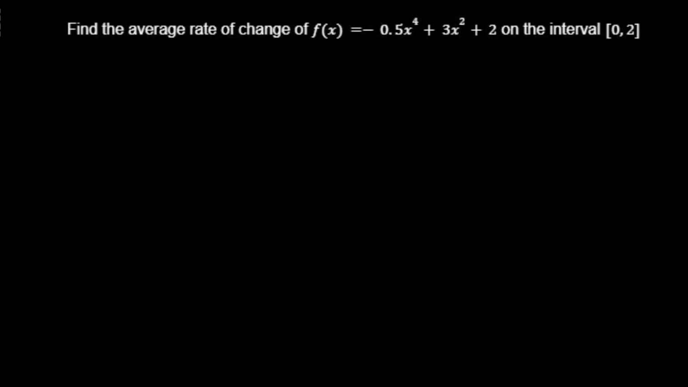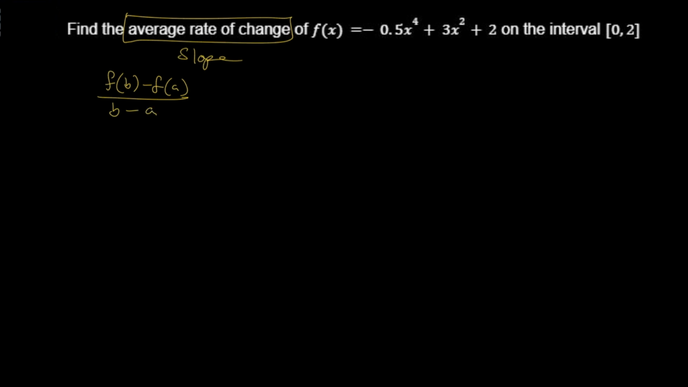Okay, in this example, we're supposed to find the average rate of change for the function f of x equals negative 0.5 x to the 4th plus 3x squared plus 2 on the interval 0 to 2. So first to start this, remember that average rate of change is just another way of saying slope. So, since we're looking for slope, we can use any of the slope formulas. I'm going to start off with the function notation formula. So f of b minus f of a over b minus a.